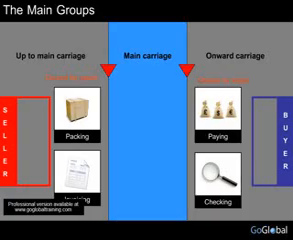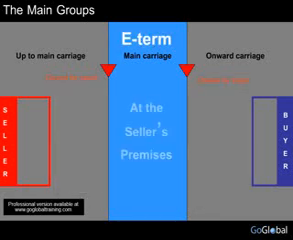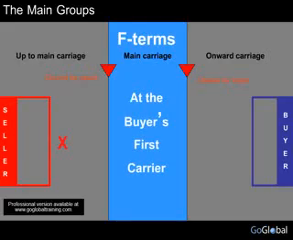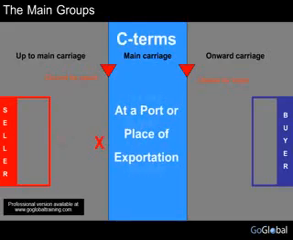The term with the least responsibility for the buyer is the E term, EXW. Delivery is at the seller's premises. There are F terms, where delivery is at the buyer's first carrier. C terms, where delivery is at the port or place in the seller's country, but the seller must also organise shipment of the goods to the destination point in the buyer's country. And finally, D terms, where delivery is at an agreed point in the buyer's country.